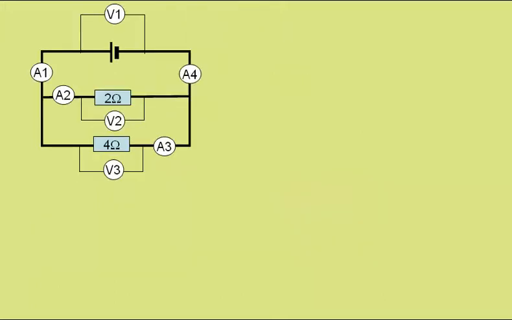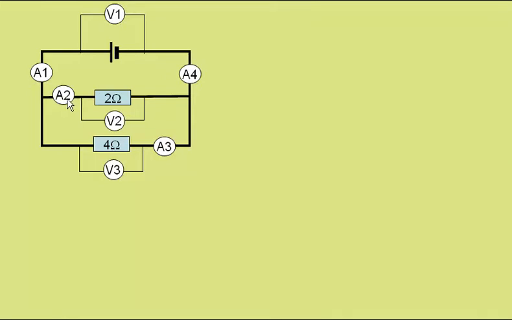Let's look at a parallel circuit. Now I have a cell, a 2 ohm resistor and a 4 ohm resistor, again this time in parallel, and ammeter 1 measures the current at this point, ammeter 2 measuring the current entering the 2 ohm resistor, ammeter 3 measuring the current leaving the 4 ohm resistor, and ammeter 4 measuring the current coming back to the cell.